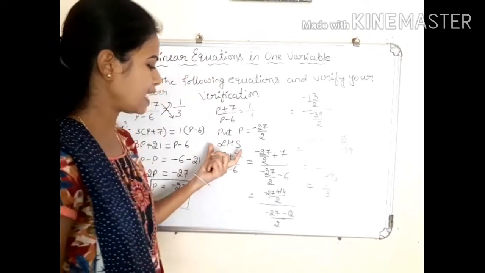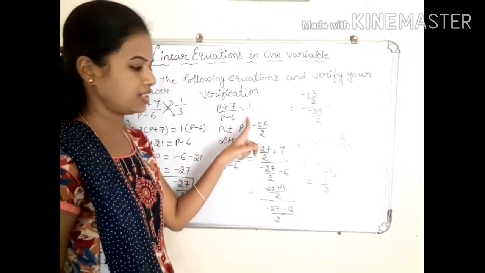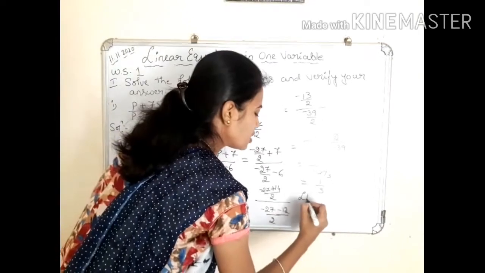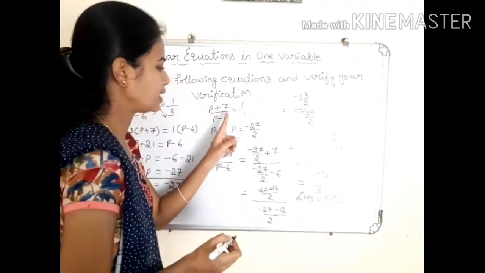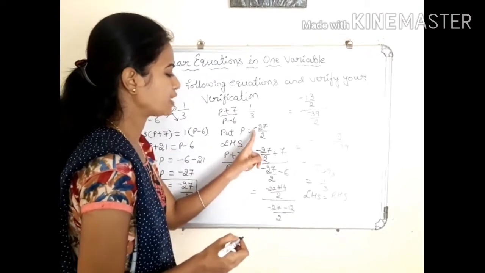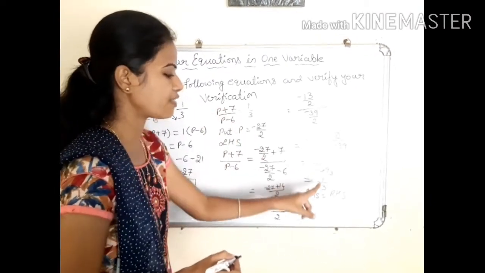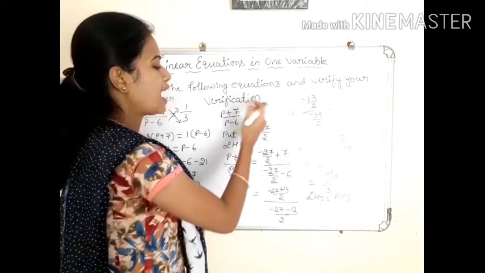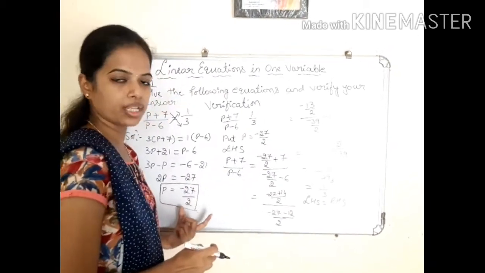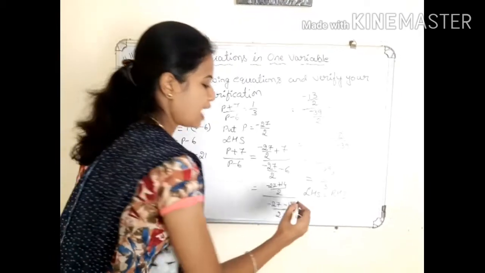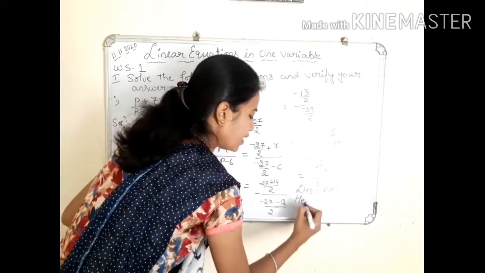By considering LHS, we proved RHS. Here LHS is equal to RHS. By substituting the p value, we got the LHS value as 1 by 3. In RHS what is given here? 1 by 3. Then the answer we proved here is correct. Lastly you have to write, hence verified.